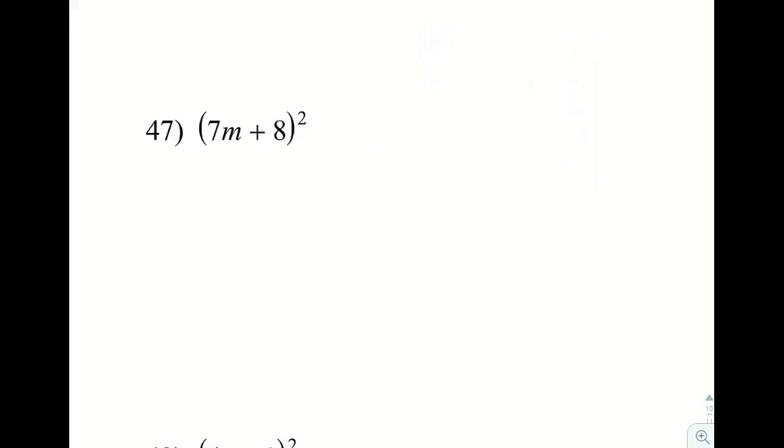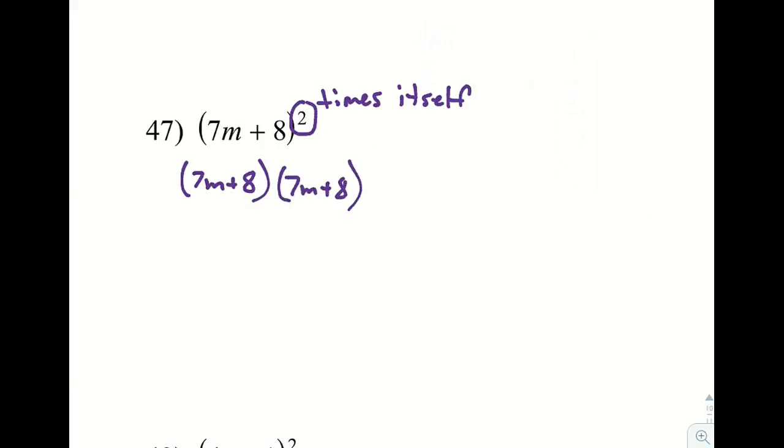So what we can do though is rewrite this to say what the square means, and that means times itself. So something times the same thing. So there's a total of 2 of them. So we have a 7m plus 8 times a second 7m plus 8, and that's what it means to be the second power. So we've replaced that, and now we proceed just the way we did before.